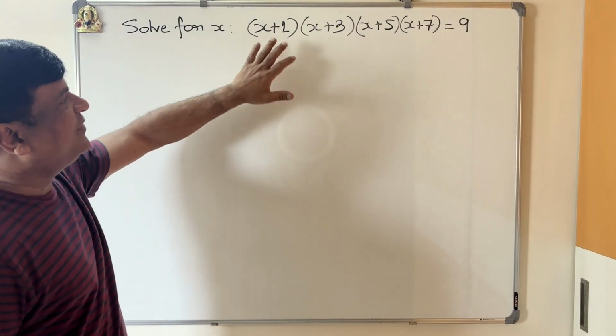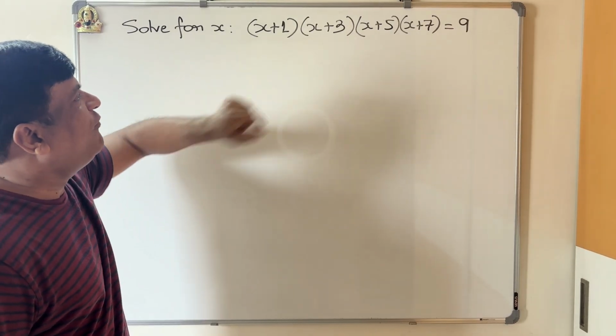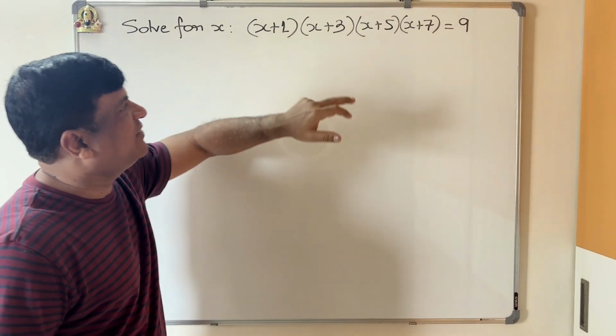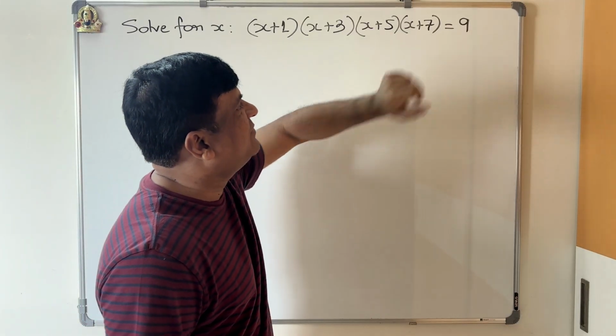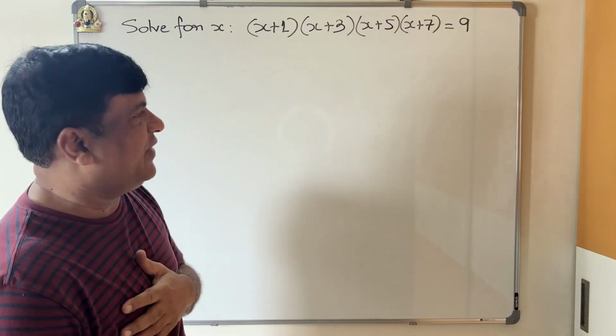Let's look at this interesting algebra problem over here. You have been given four factors: (x+1)(x+3)(x+5)(x+7) is equal to 9, and they're asking you to calculate the value of x.